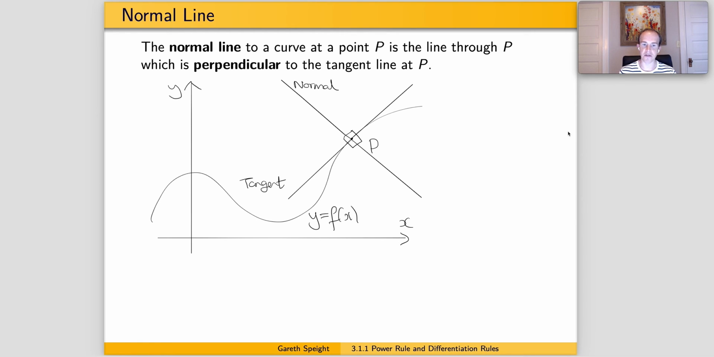So how do we find this? Remember, if we're finding equations of curves, there are two pieces of information we need. We need a point on the curve, or sorry, a point on the line. Okay, we've got that here, it's at P. And then we need the slope of the line.